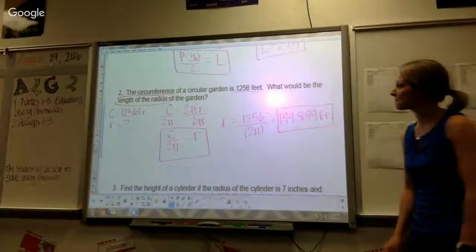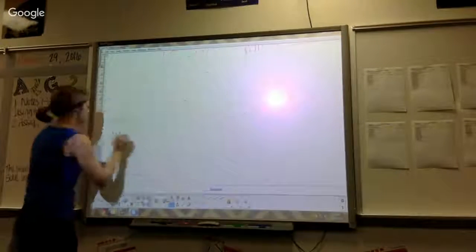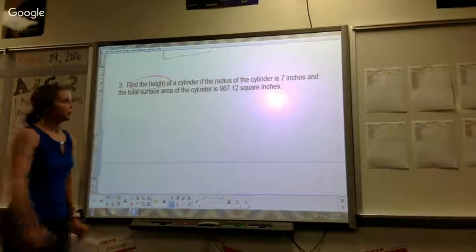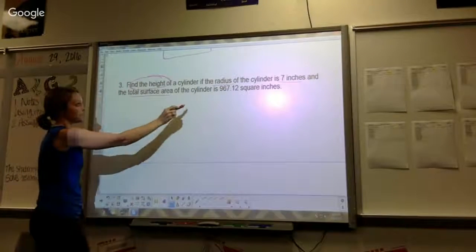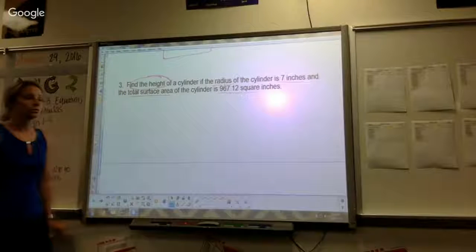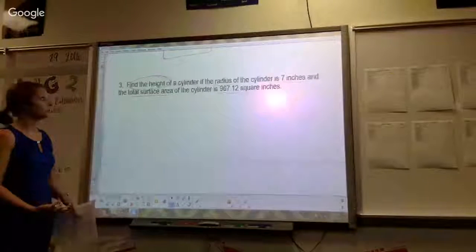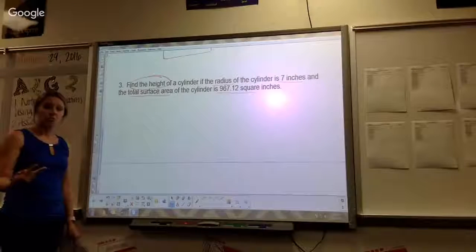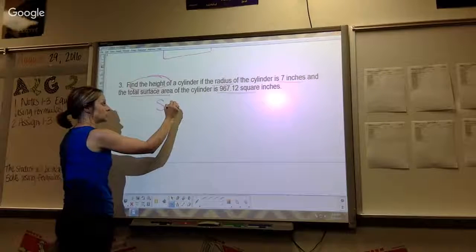Okay. All right, let's look at 3. You're finding the height of a cylinder. If the radius is 7 inches, and the total surface area of the cylinder is 967.12 square inches. Okay, so for the formula you would need to use, we don't have a height formula, we don't have a radius formula, but we do have a total surface area formula for a cylinder. If you look at your formula chart, there are two formulas, one without parentheses, one with. So we'll use the one without, it'll be easier.